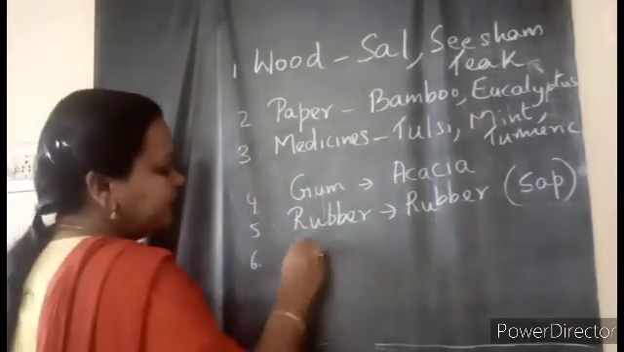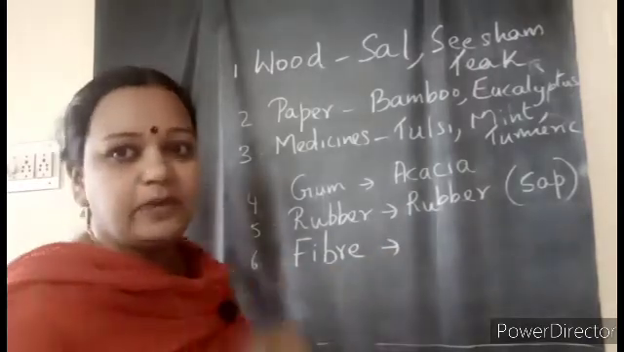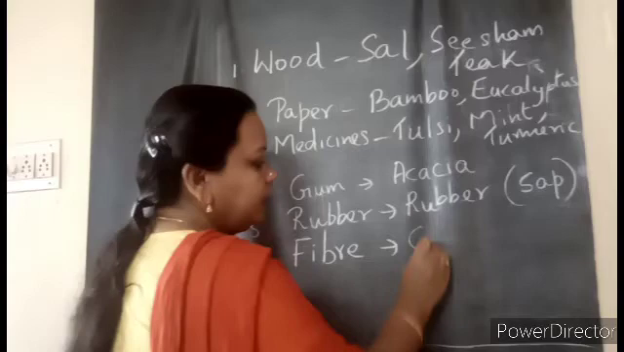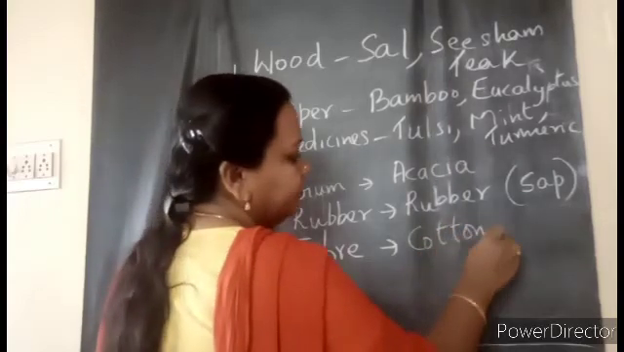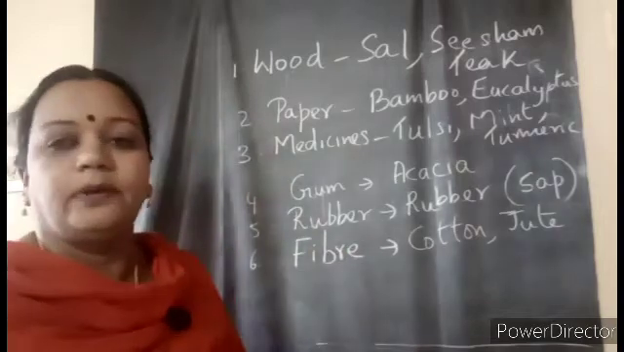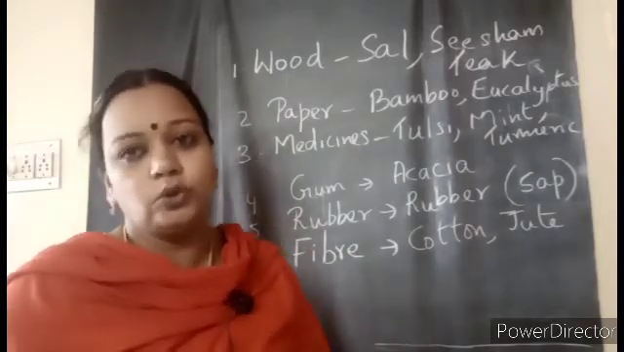Now you all know fiber. So fiber is fiber only. From the fiber they will make the thread. From the thread we will make the clothes. So generally we get it from cotton, jute, and linen is also one of the fibers which we get from the plant, which is used for making our clothes.